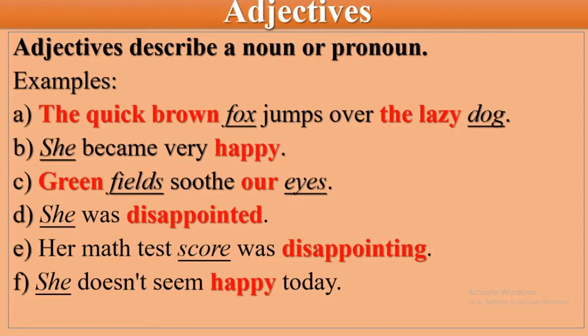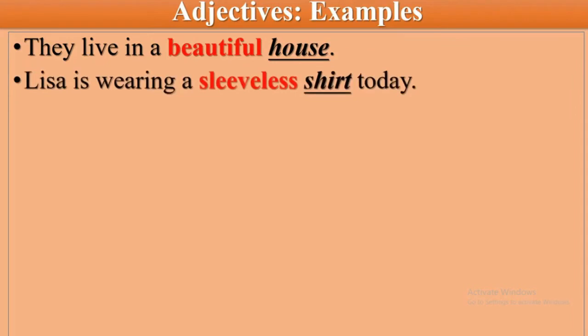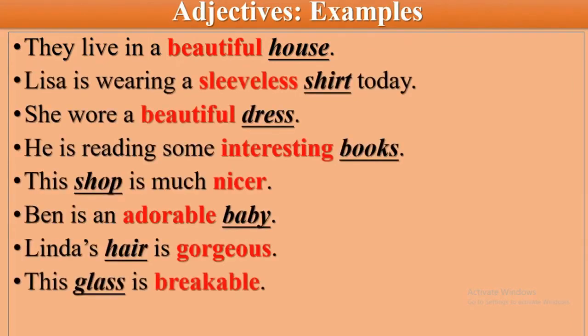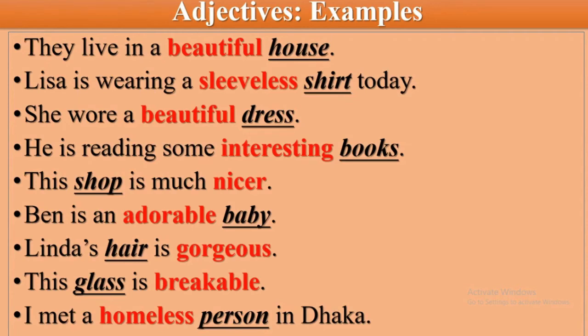She doesn't seem happy today. So how doesn't she seem today? Happy. In this sentence, the word happy has described the pronoun she. Here are some more examples of adjectives. In every sentence there is an adjective and the adjectives are in red, and the clues beside them are underlined and italicized words, which are either nouns or pronouns.